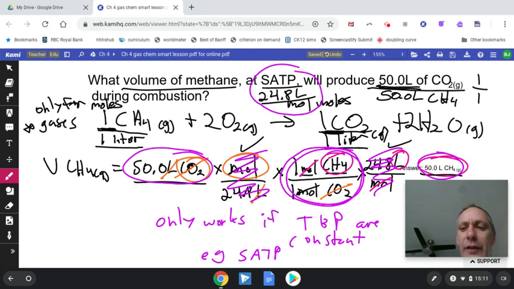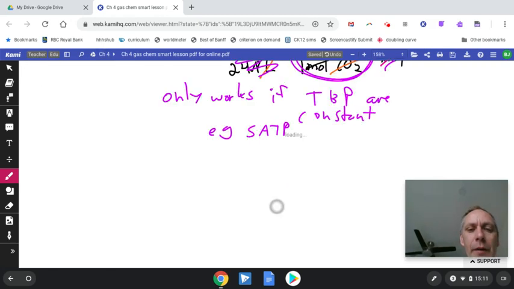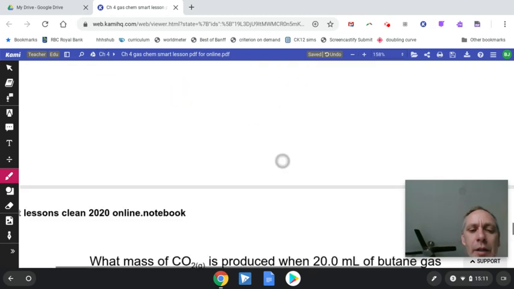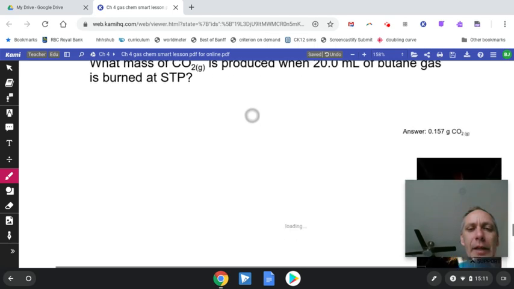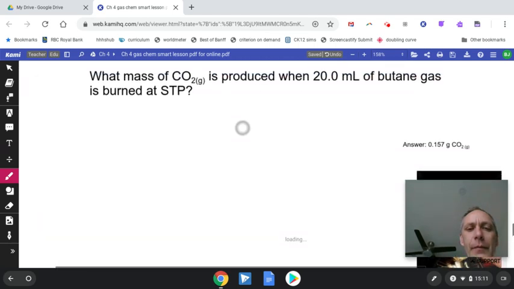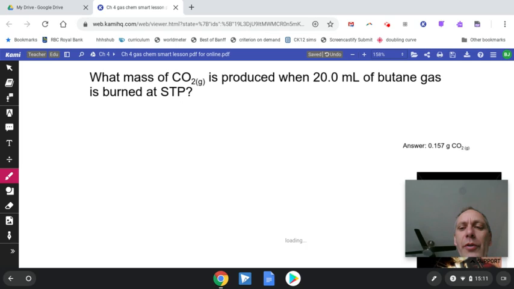Okay, I think we only have one left and then we're done. Here we go. Yep, last one. What mass of CO2 is produced when 20 milliliters of butane gas is burned at SATP?